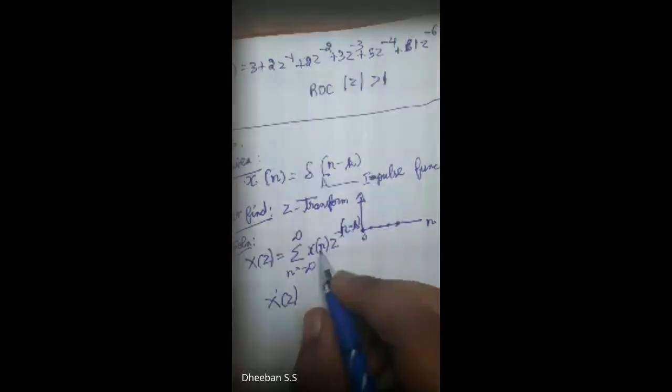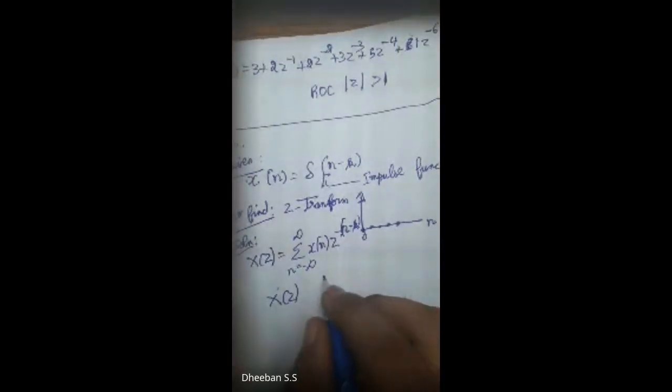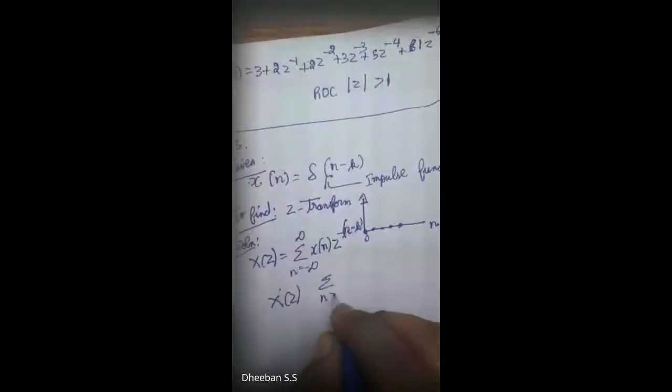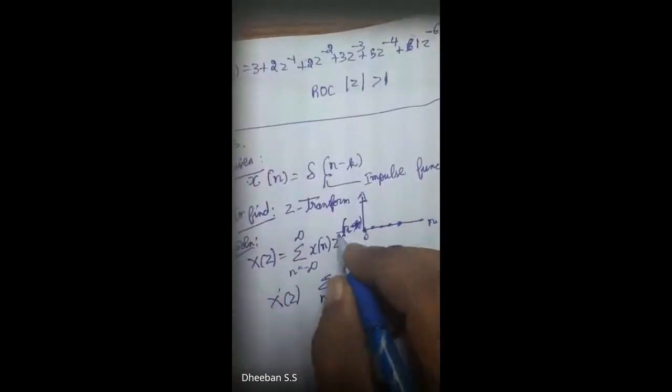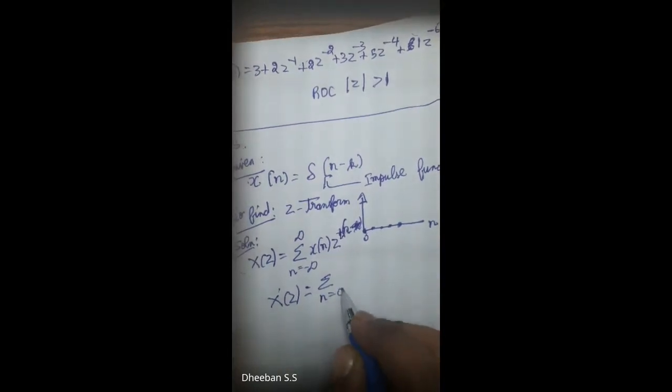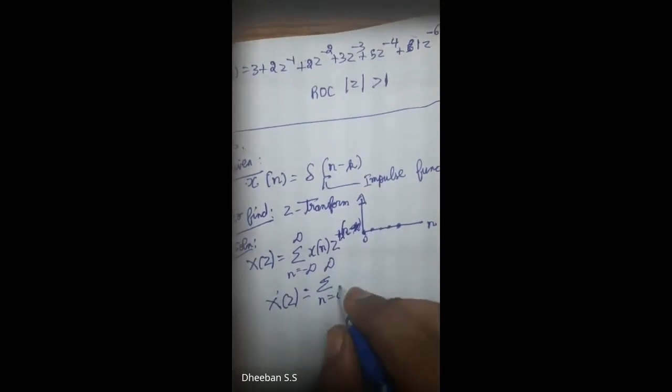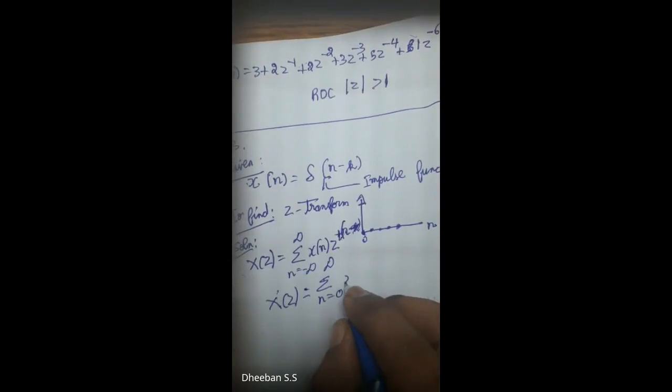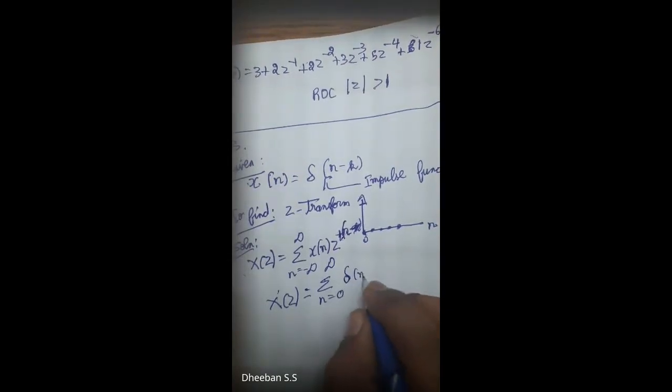So after substituting with this, we'll be having this format. This is the general format for you. After substituting this, we'll be getting minus infinity to infinity. It is a periodic sequence, so you can take it from 0 to infinity. So x of n will be substituted with delta of n minus k.